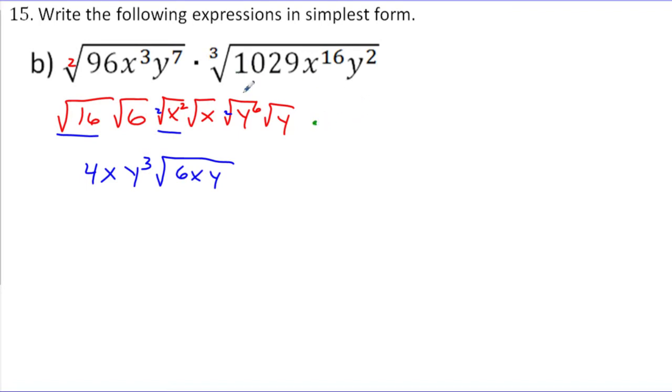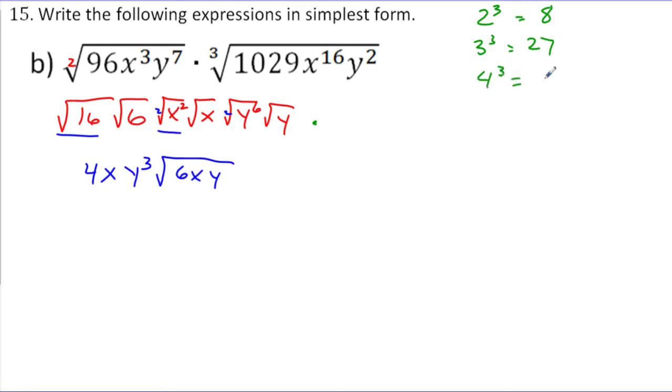1029 is a pretty big number. So for this particular problem, you're going to have to go through and list them out: 2 to the 3rd, 3 to the 3rd. 2 to the 3rd is 8. Is 8 a factor of 1029? In this case, no, it's not. You're going to check 27. Is 27 a factor of 1029? If you check, no, it's not.